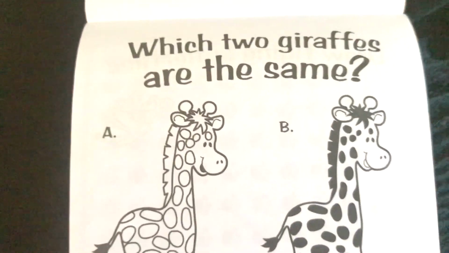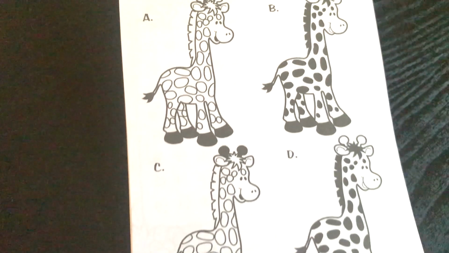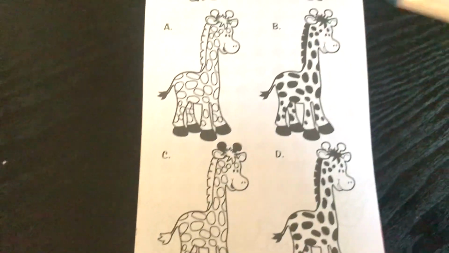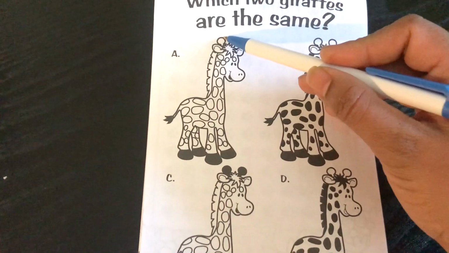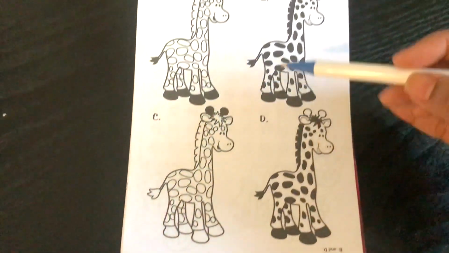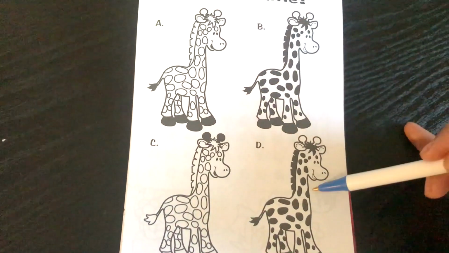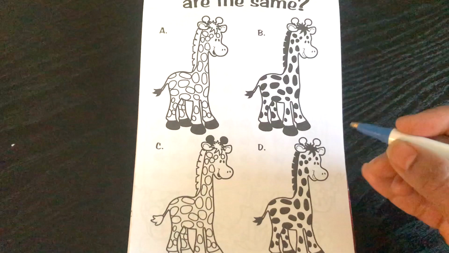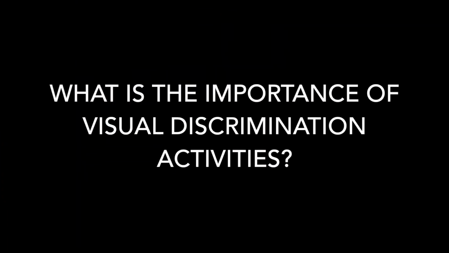Now first let's see what is the meaning of visual discrimination. Visual discrimination is the ability to recognize similarities and differences between different objects by their shapes, size, colors, and patterns. This ability is essential for understanding the differences and similarities between the objects surrounding us and interpreting the environment around us.